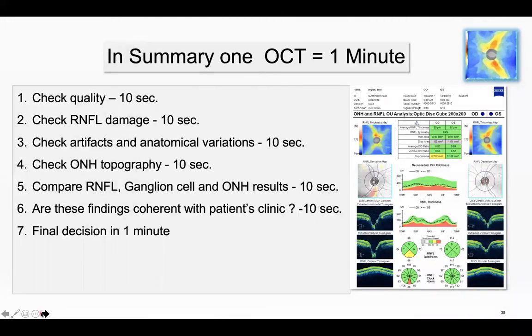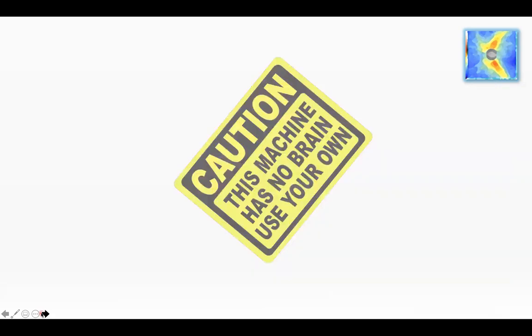So in summary, if I have one OCT in my hand, I will finish it in less than 1 minute. These are the steps. I check the quality, I check the RNFL damage, I check artifacts and anatomical variations, I check the optic nerve head topography, I compare RNFL, ganglion cell, and optic nerve head results, and I ask myself, are these findings coherent with the patient's clinic? This is very important. So you can reach a final decision in less than 1 minute.